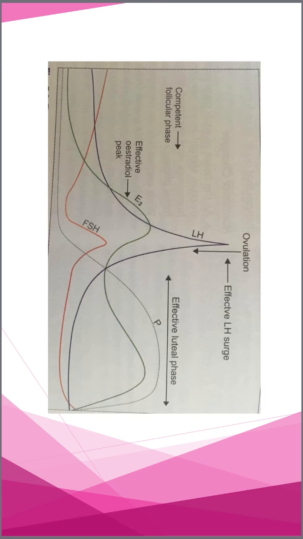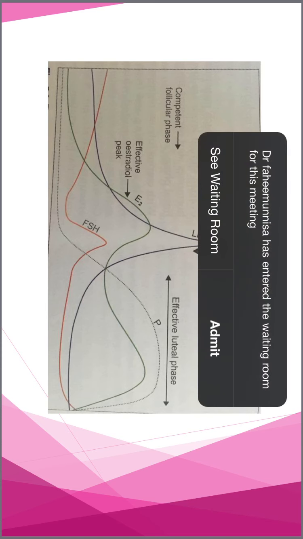Now, the signal is sent from the hypothalamus. There is a release of gonadotropin releasing hormone that we discussed. Gonadotropin releasing hormone gives the signals, so that's why the secretion of FSH and LH starts. But the main secretion will be of FSH. LH will still remain at a lower level.